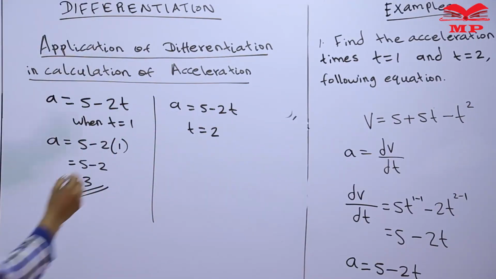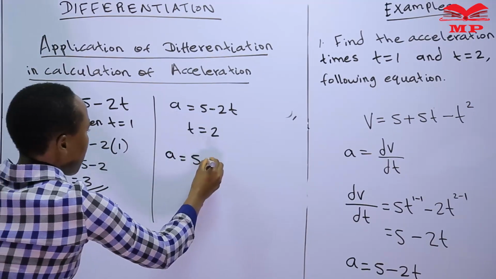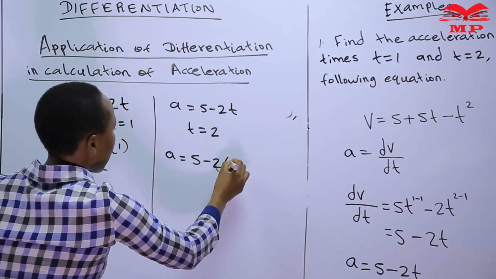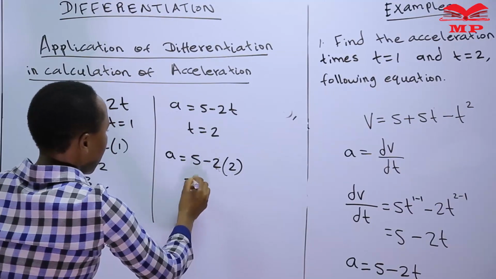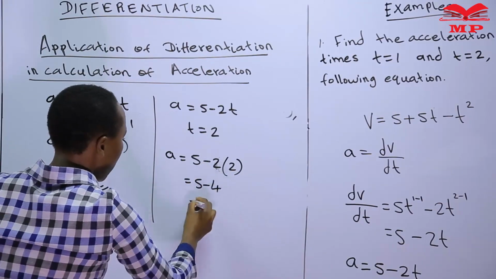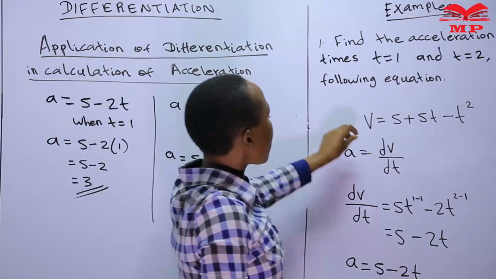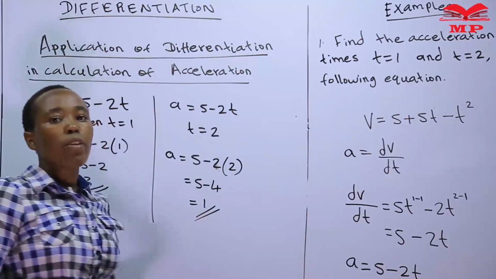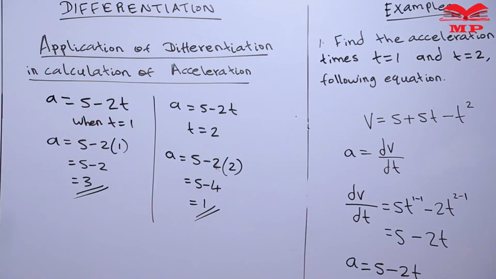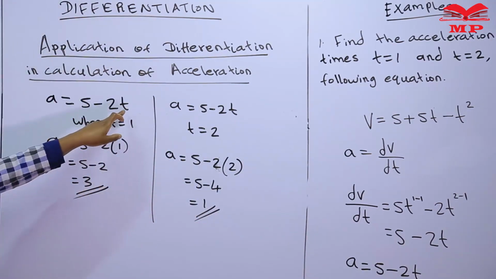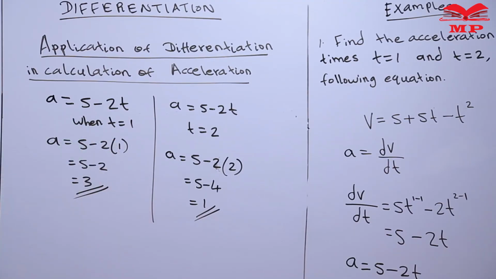When t is 2, again we have our acceleration as 5 minus 2 multiplied by t, and our t is 2. So we end up getting our acceleration as 5 minus 4, that is 1. So the acceleration is equal to 1. So when you are finding the acceleration, when you are given the equation for velocity, you need to differentiate. And then when you are finding the acceleration at a certain point, you just substitute the values of t with the value that is given, and you'll be able to get the acceleration.